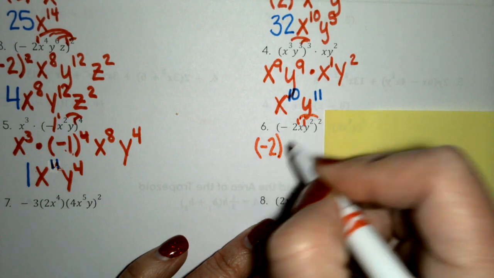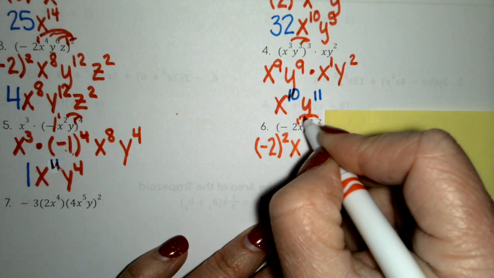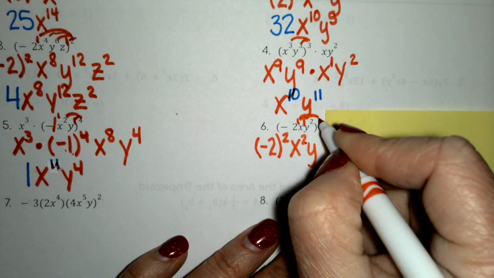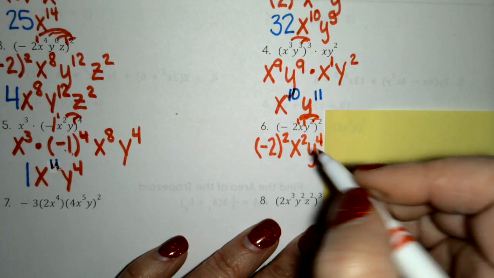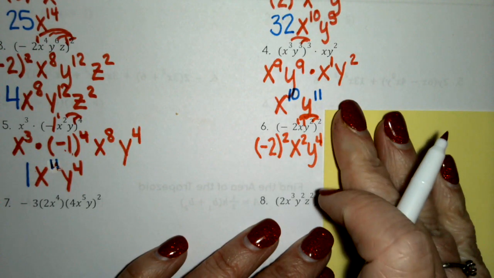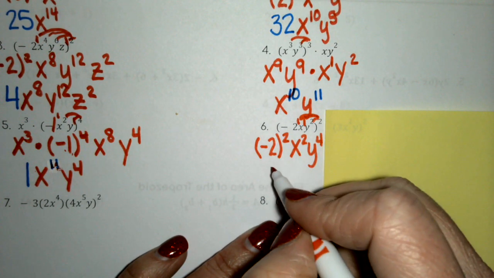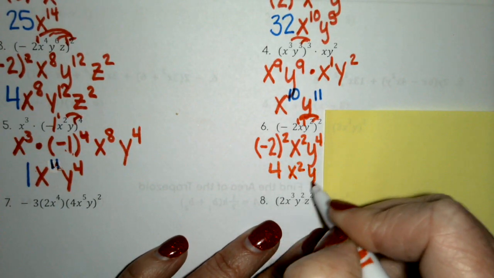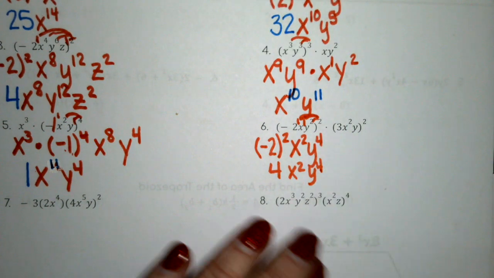-2. 1 times 2 is 2. X, 1 times 2 is 2. And then y, 2 times 2 is 4. Again, we're ignoring this side. We're going to simplify this side. -2 squared is 4. X squared, y to the 4th. Now, we can't just forget that side because it's really there.